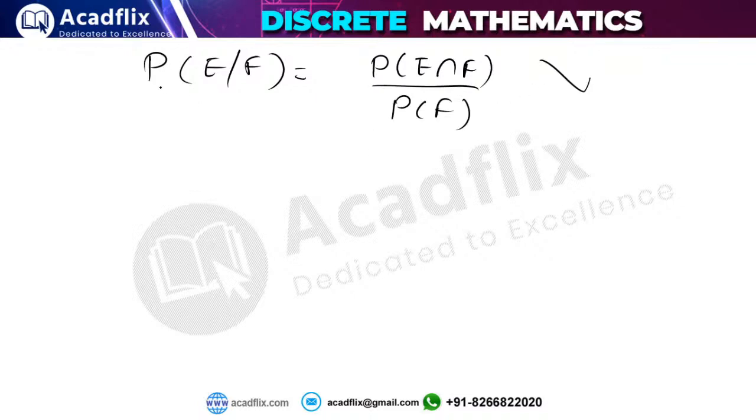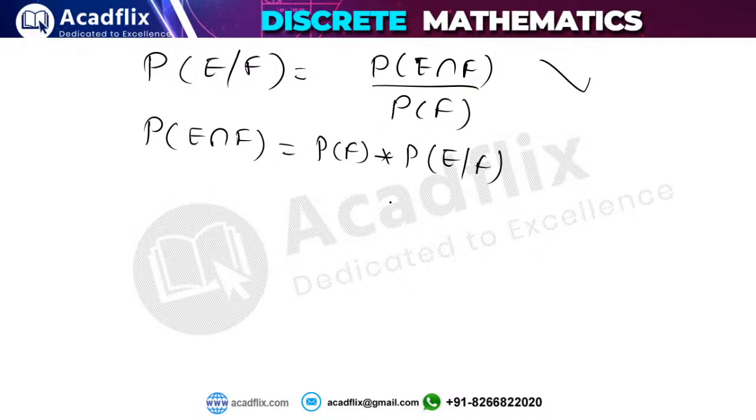Conditional probability formula. From this formula we can find P(E intersection F), that is equal to P(F) multiplied by P(E given F). Okay, so this we can find.